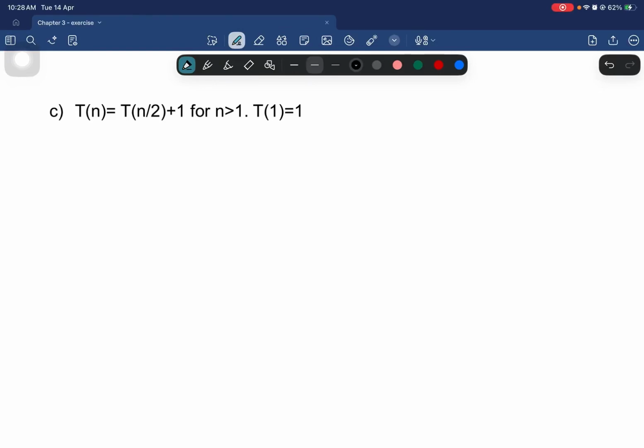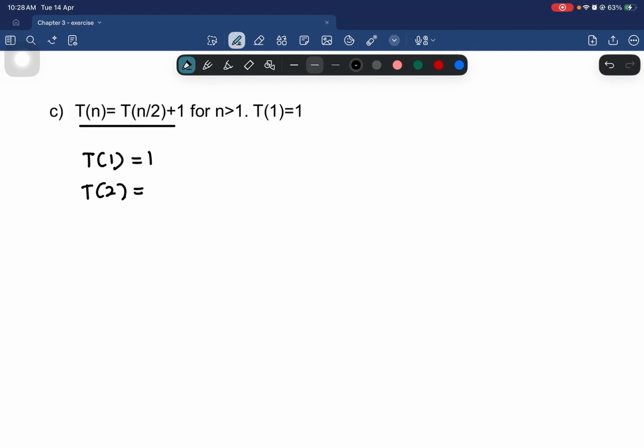Let's move on to question C. We start with forward substitution. Here, instead of subtracting, we divide n by 2 each time. So let's start with the base case first. T of 1 equal to 1. Then we need to find T of 2.